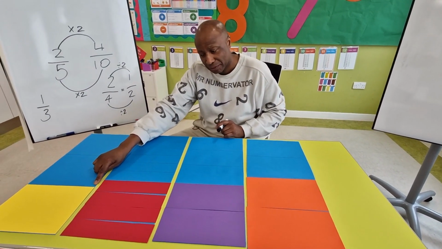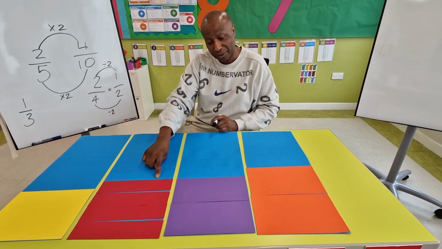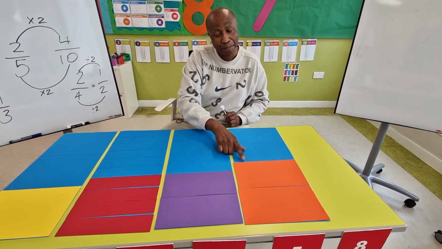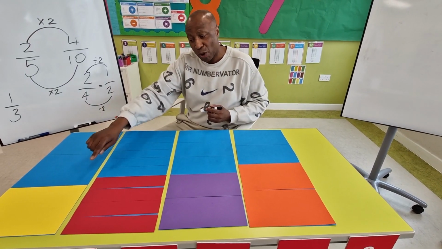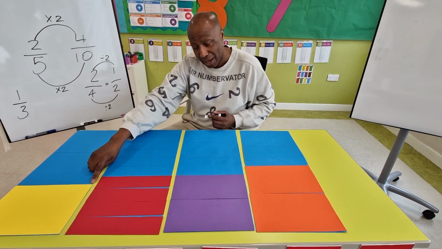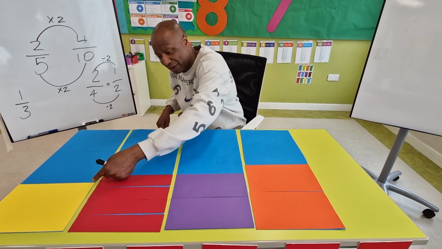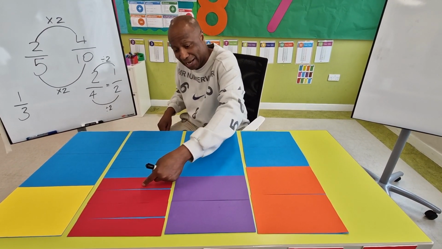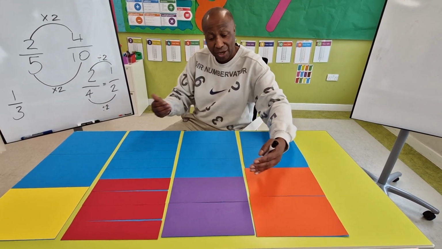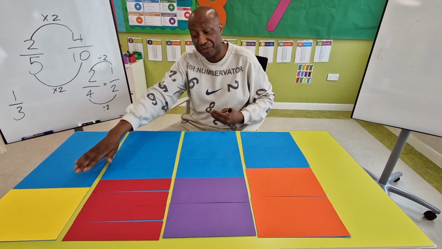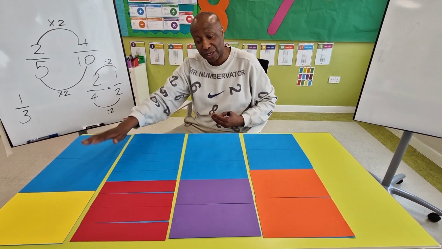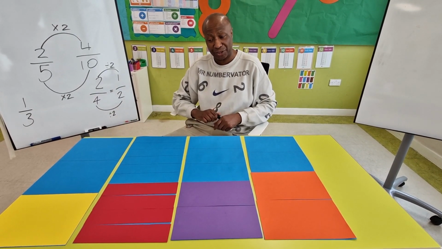Is it this one? Is it this one? Is it this one? Or is it this one? Let's have a look. Well, this one here stops at this point here. And if I trace my finger all the way down, all of the other colors, they go past this yellow one. So 1/3 is the smallest fraction.